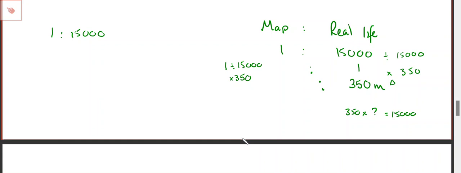So let's do it step by step. 1 divided by 15,000 is 0.000067, and if I times that by 350, I get 0.023.